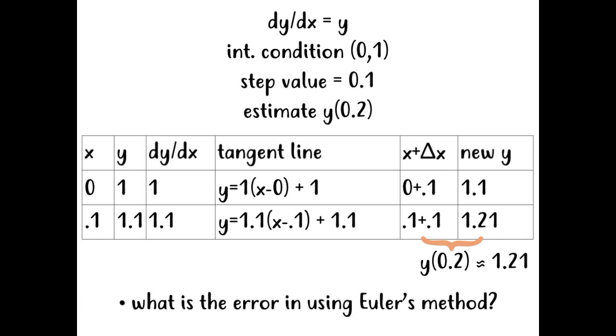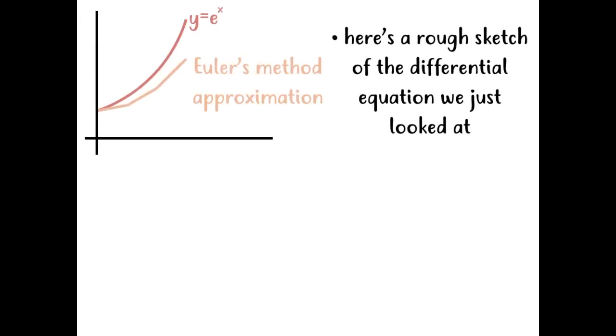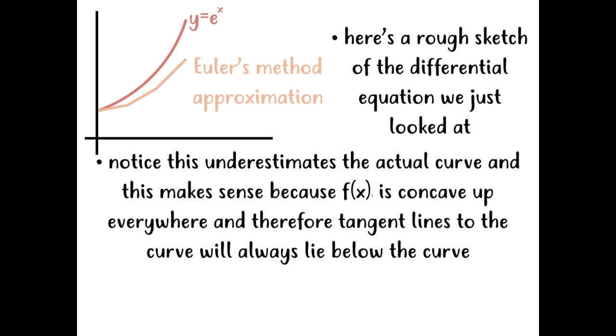However, what is the error in using Euler's method? Well, let's look at a graph. Here's a rough sketch of the differential equation we just looked at. Notice this underestimates the actual curve, and this makes sense because f of x is concave up everywhere, and therefore tangent lines to the curve will always lie below the curve. So if we had a function that was concave down, the estimates would always be overestimating.